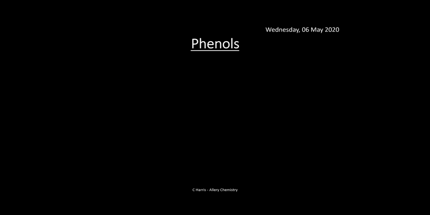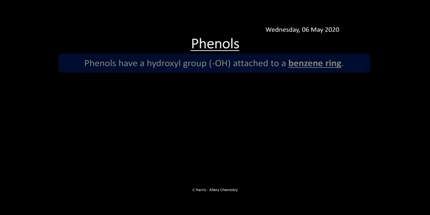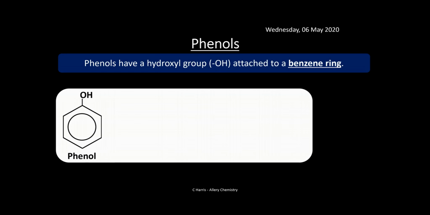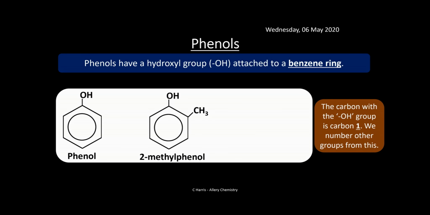Okay, so let's look at phenols. When we looked at phenols, well, we introduced them briefly just before as part of the nomenclature side. But phenols have a hydroxyl group, so it's an OH group, and that's attached to a benzene ring. So phenol, remember, is a benzene ring with the OH group attached at the top there. But we can also get things like 2-methyl phenol. So, for example, we've got a methyl group attached to the phenol, and the carbon with the OH group is always carbon 1 in phenols. Okay, so that's always carbon 1, and so then we go and name it 2.